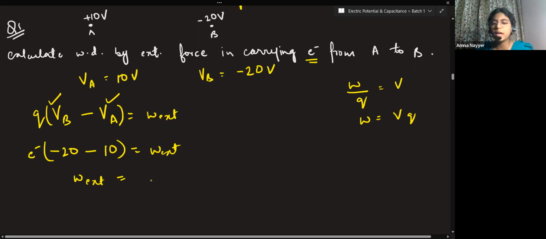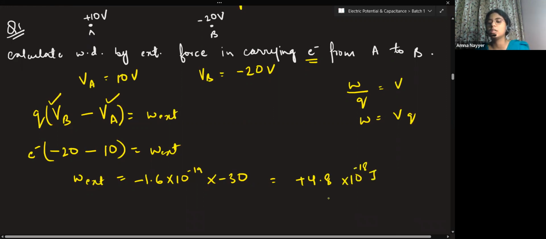The electronic charge is minus 1.6 into 10 to the power minus 19 multiplied by minus 2 minus 10, which is what? Minus 30. So 3 into 1.6 will be 4.8. The minus will become plus, so this will become plus 4.8 into 10 to the power 1. 10 will get eliminated, minus 18 joule. So if you multiply both of them, because of the 1, 10 will get eliminated, and 1.6 into 3 is 4.8. Minus into minus is plus. So this is how you solve it. Just note it down. I'll give you one more question similar to this one.